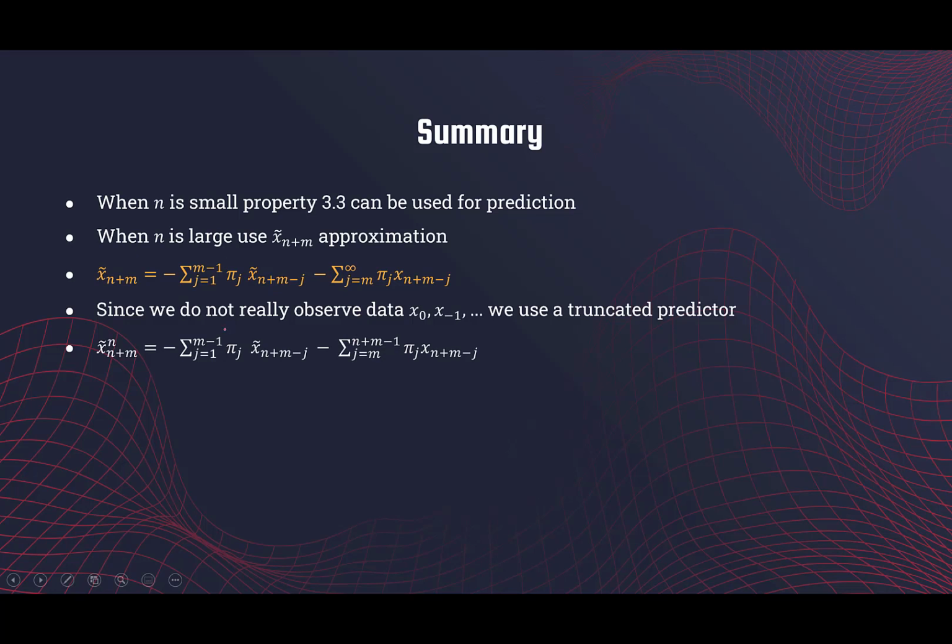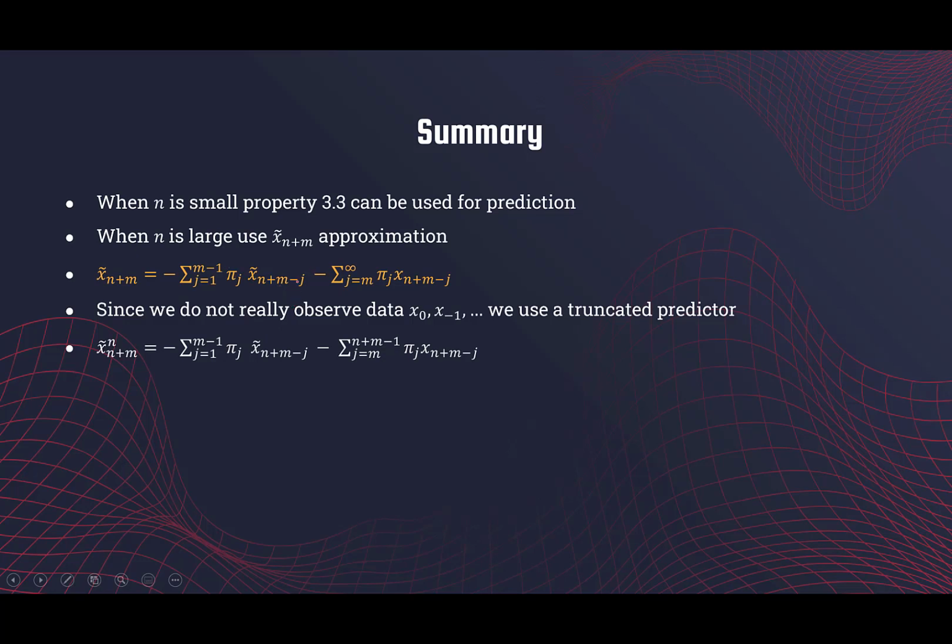So this term is the same as this. Compare these two expressions. This is based on the entire past history. This is a truncated predictor, assuming we don't really have all of these observations. So this is the same. In this first summation, j goes from 1 to m minus 1.